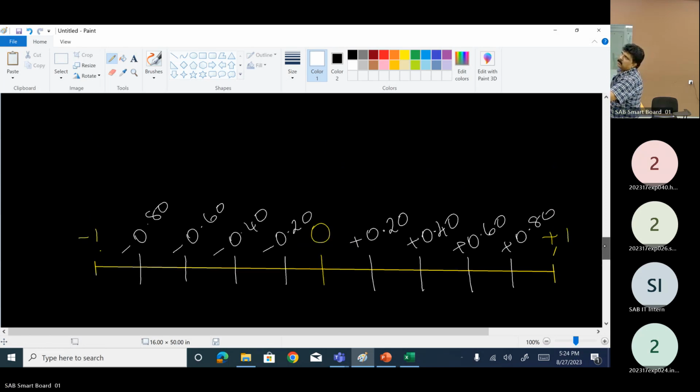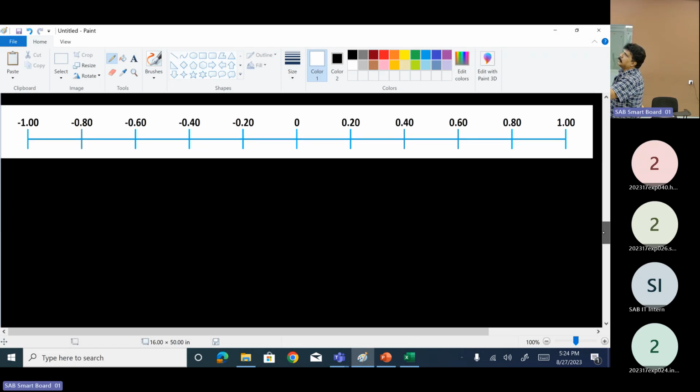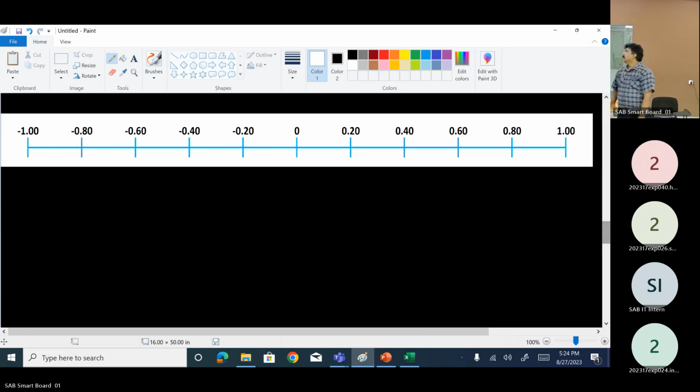So now you get something like this. Minus 1 to plus 1, divided into 2, 5 equal. Okay, right. So now, two examples we discussed. One example is positive one, plus, other one is minus. So if it falls in this region, positive relationship. If it falls in this region, negative relationship.